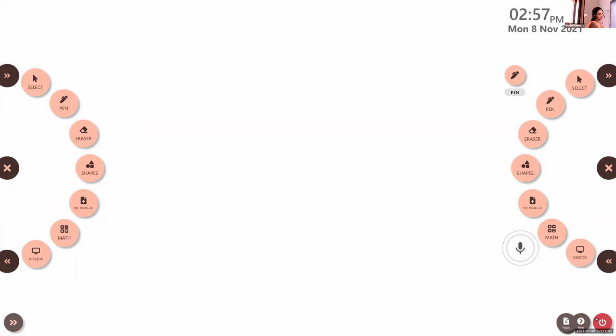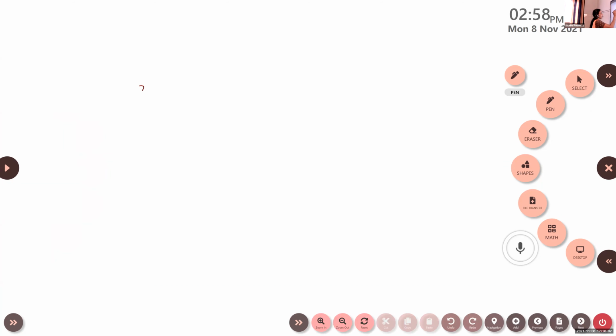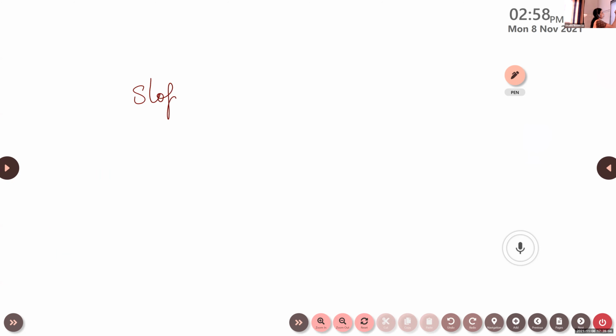Okay, children, so write down. In the last class, we discussed how to find the slope of a straight line. Slope of a straight line is given by y2 minus y1 by x2 minus x1, or it is given by tan theta. And we denote this as m. Slope of a line is denoted by m.